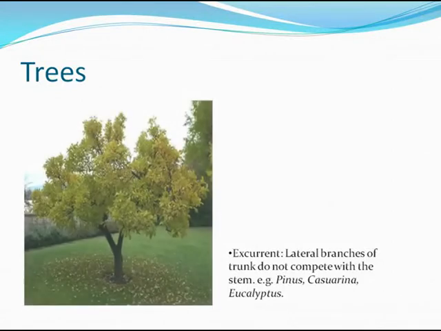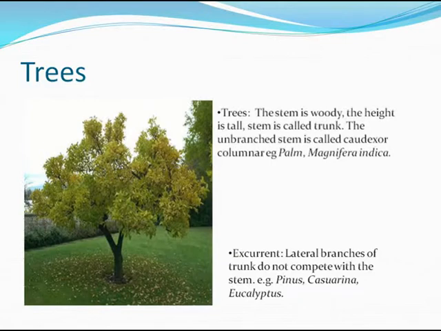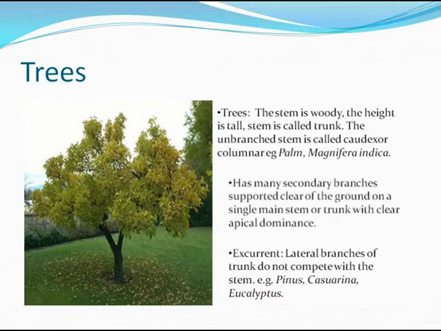Coming to trees. The stem is woody, the height is tall, the stem is called trunk, and the unbranched stem is called caudex or columnar. They have many secondary branches supported clear of the ground on a single main stem or trunk with clear apical dominance.